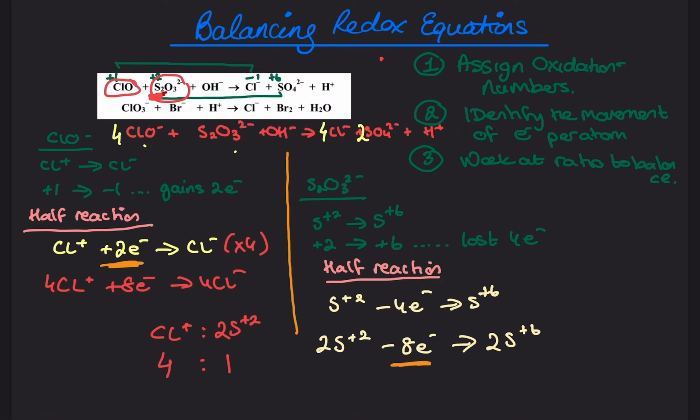So what we can do is just compare the left hand side versus the right hand side. Chlorine, sulfur, oxygen and hydrogen. So on the left hand side now I have 4 chlorines and on the right I have 4 chlorines. Sulfurs, I have 2. Oxygens, I have 8, 1 and 1.